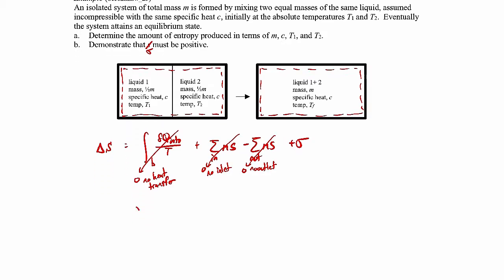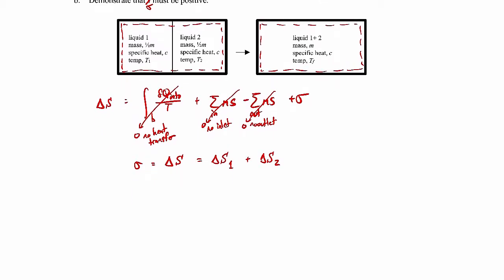And then we know that the entropy production is equal to the change in the entropy for the whole system. The change in the entropy is going to include the change in the entropy for liquid 1 and the change in the entropy for liquid 2. So we'll go ahead and evaluate those. Now remember that the liquids here are both incompressible, so the change in entropy for liquid 1 is going to look like the following. It'll be the mass of liquid 1, which is 1/2 m, times its specific heat, which is C, times the natural log of the final temperature over the initial temperature.